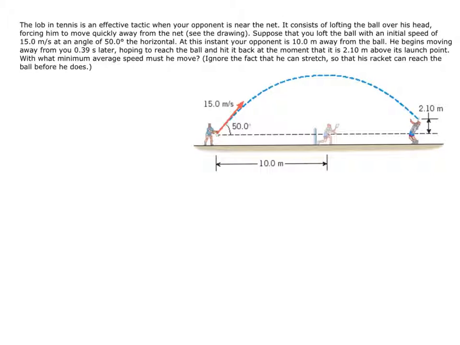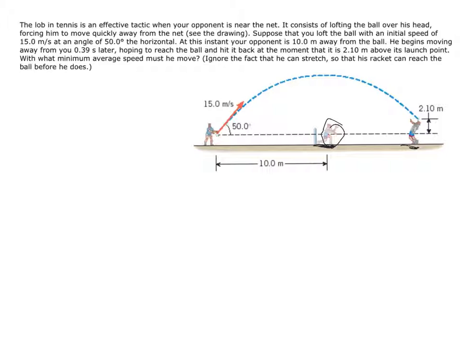So what you see here is we're told a little bit about this lob shot where you gently loft it over the head of someone, hoping that they can't get back in time to return it very accurately. So one player is up at the net, shown here, and the other player is hitting the ball at 15 meters per second at a 50-degree angle, and the distance between the two players starts at 10 meters, and you're asked to figure out, for this person here, in order to get back in time to return the hit, what must their average speed be, or what's the minimum average speed to just barely make it?